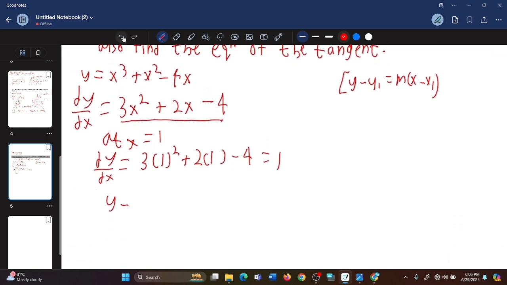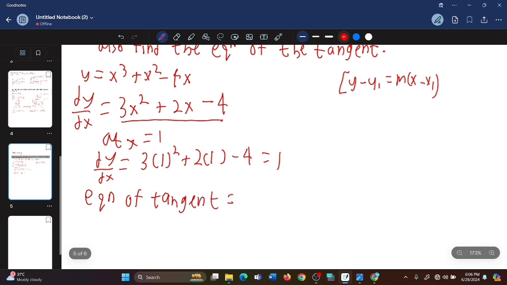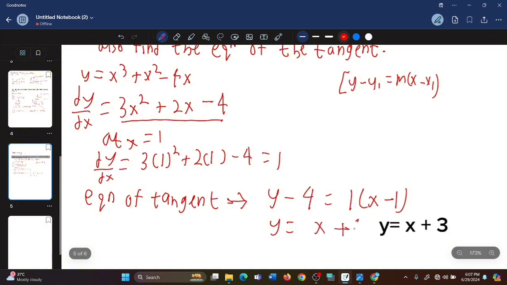First, let's label it as the equation of tangent. Sorry, let's not write equals to. Let's give an arrow. y minus the y coordinate, which was 4, equals the gradient, which is 1, times x minus the x coordinate, which is 1. So the equation of the tangent becomes x plus 4. So this is the equation of the tangent.